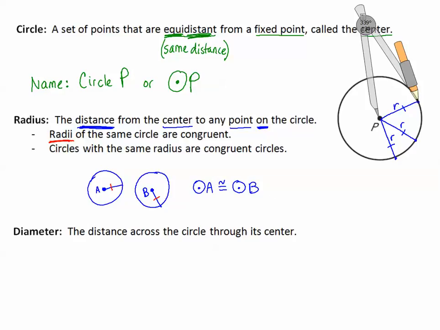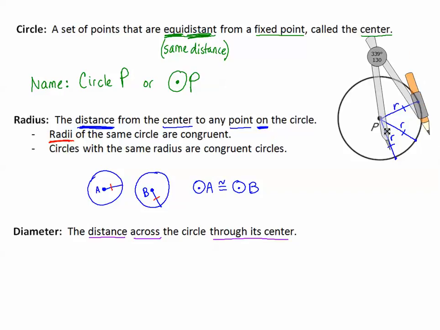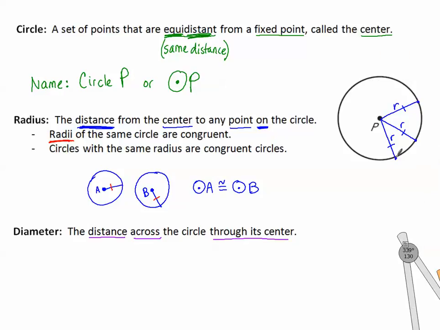The diameter of a circle is defined as the distance across the circle through its center. So how could we draw that in this picture? If I go from this point on the circle and extend through the center all the way to the other side, this is the diameter. Usually we label diameter with D, the distance across the circle. Notice that it includes one radius and another radius. So another thing we can say about the diameter is it's equal to 2 radii.